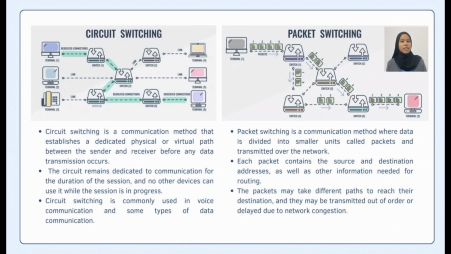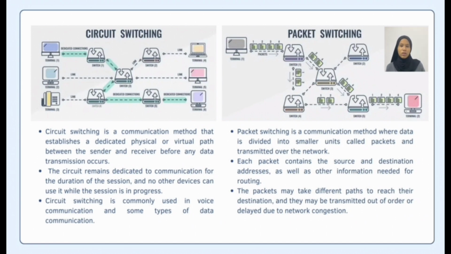Now, what is packet switching? Packet switching is a communication method where data is divided into small units called packets and transmitted over the network. Each packet contains the source and destination address, as well as other information needed for routing. The packets may take different paths to reach the destination, and they may be transmitted out of order or delayed due to network congestion.